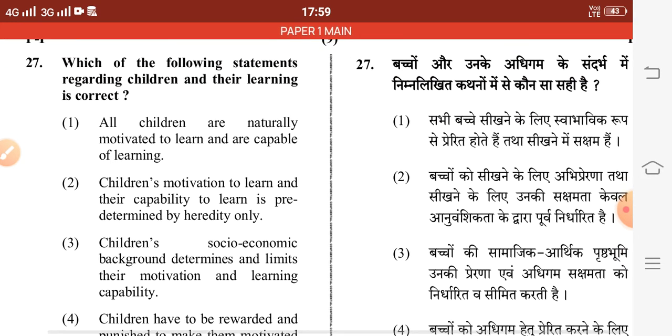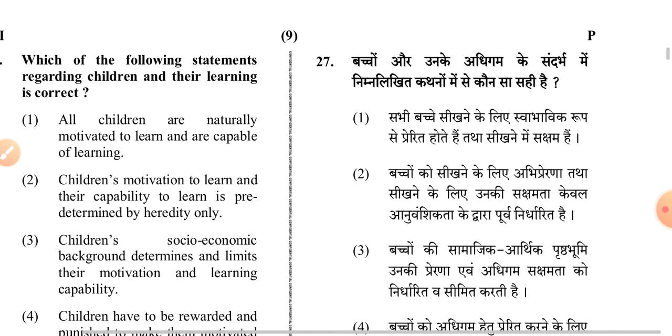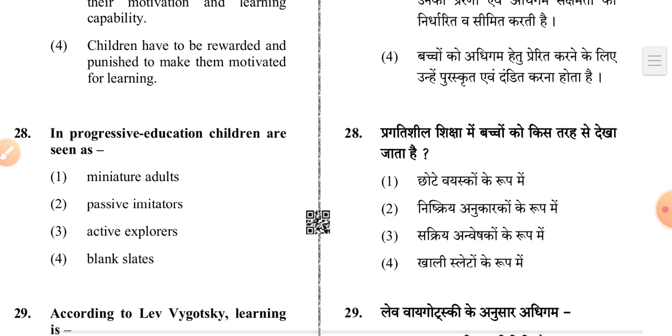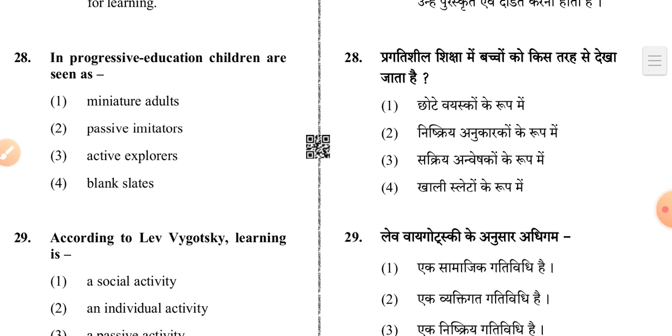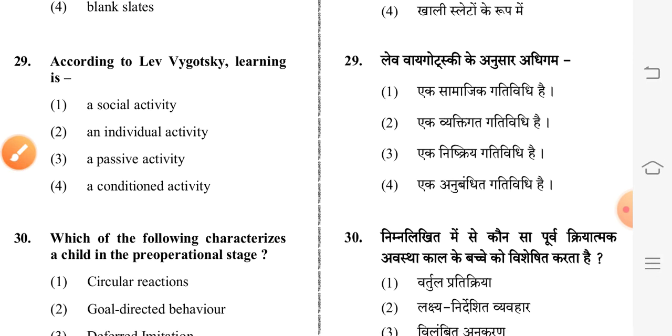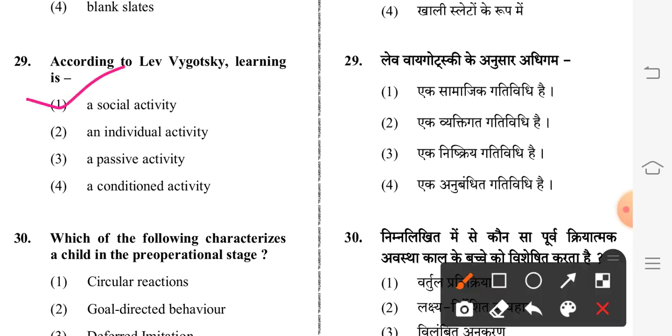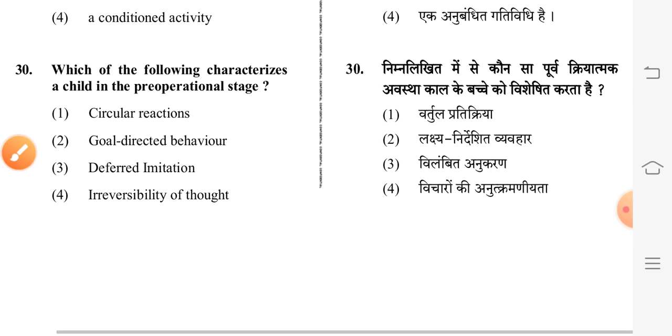First option is correct. All children are naturally motivated to learn and are capable of learning. So next question, 28th question. In progressive education, children are seen as active explorers. Next question. According to Lev Vygotsky, learning is what? First option is correct. A social activity.